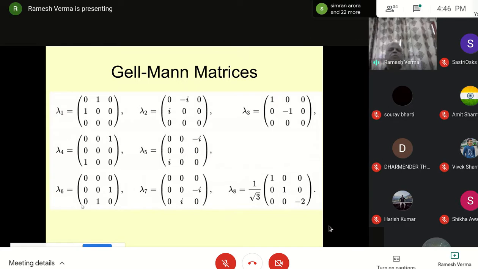So these are the eight generators, which are called Gell-Mann matrices. And those who are smart can immediately see that the first three are nothing but Pauli matrices: 0, 1, 1, 0; 0, minus i, i, 0; 1, 0, 0, minus 1. These 2 cross 2 matrices were sigma 1, sigma 2, sigma 3. We have simply added a third row and third column of zeros.